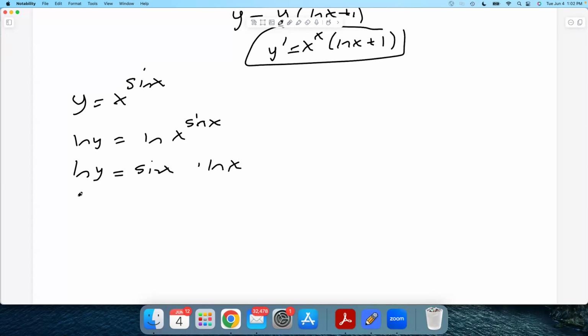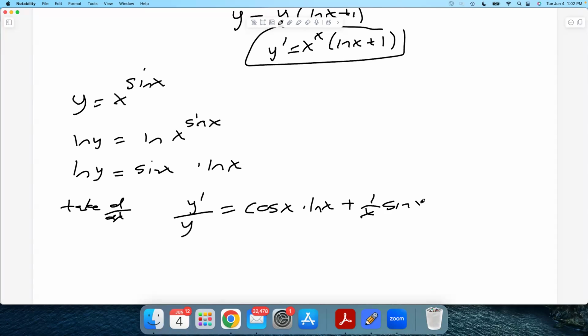Then take the derivative of both sides with respect to x. You're getting the same thing every time here. Derivative of natural log of y is 1 over y times y prime. A lot of times you'll see people just write this as y prime over y. Same thing I did in the last one. Now I have to use product rule here because I've got a product. Derivative of the first times leave the second alone plus derivative of the second times leave the first alone.